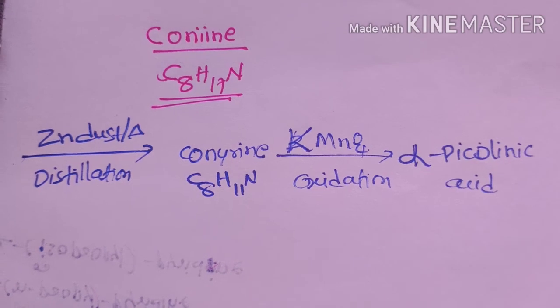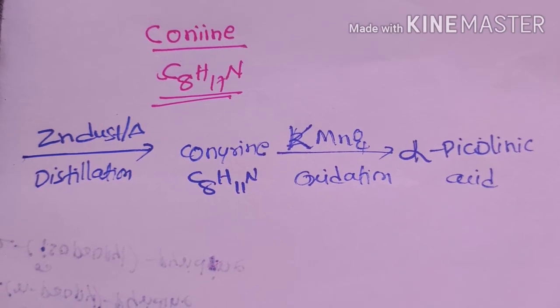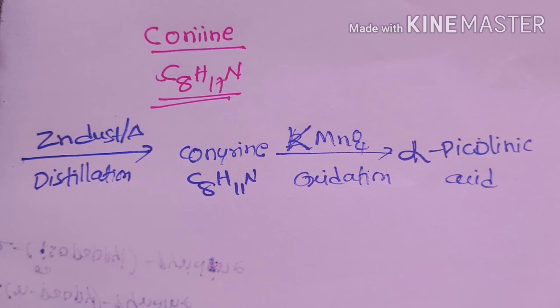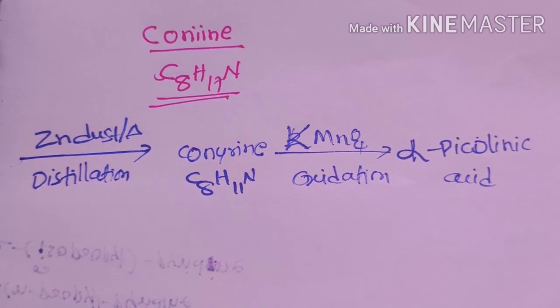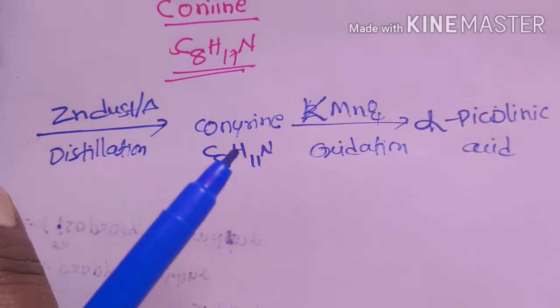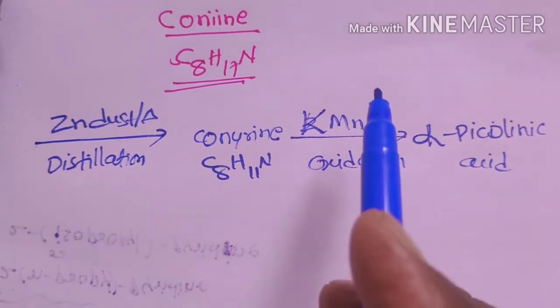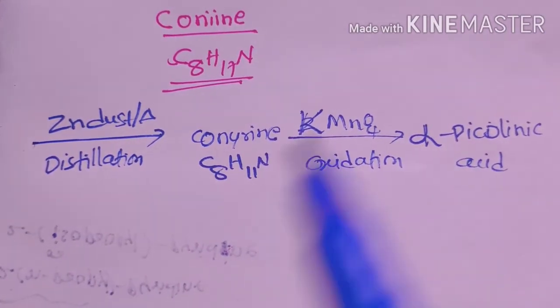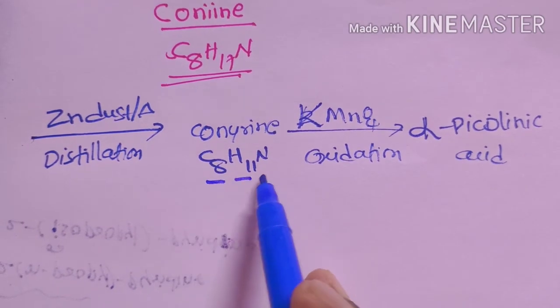Hello students, in this video I want to explain the structure elucidation of an alkaloid known as coniine. Coniine formula is C8H17N. When this coniine is subjected to distillation with zinc dust, it gives us a compound known as conyrine. Conyrine formula is C8H11N.